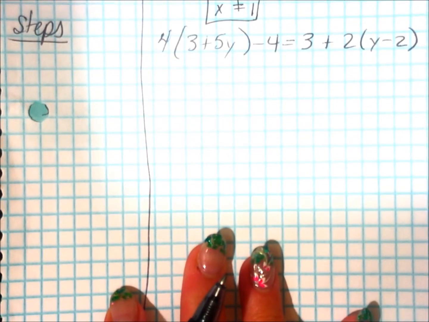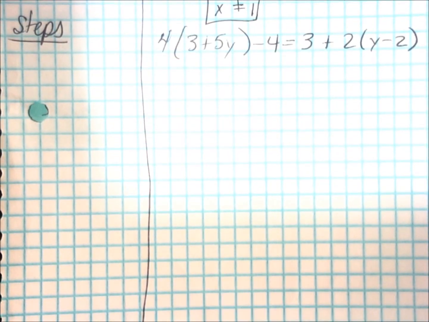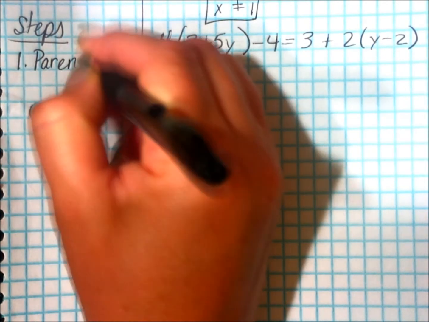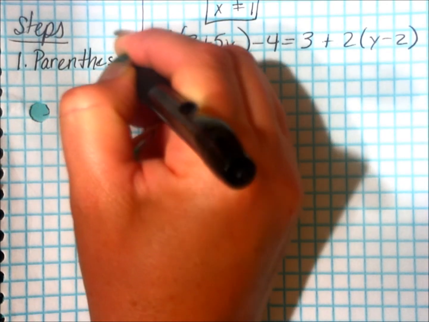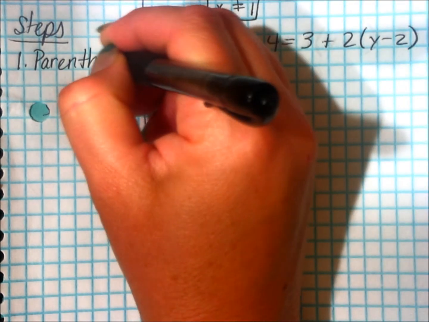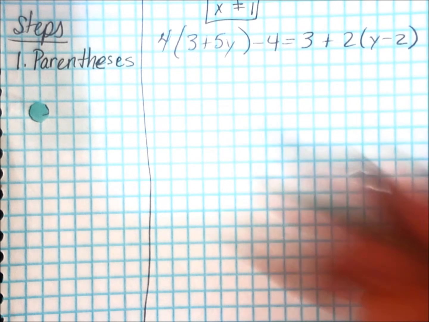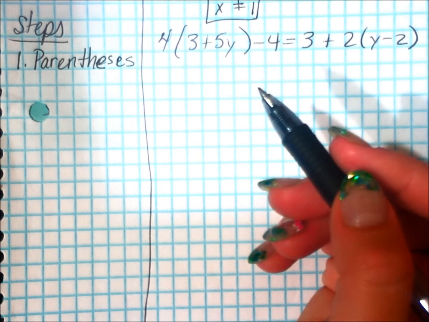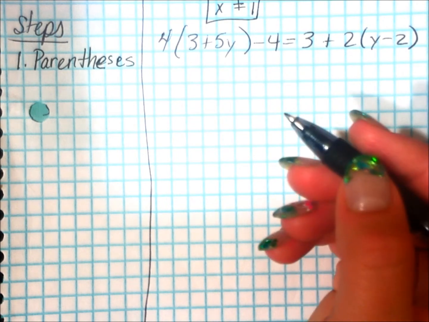So now let's talk about the steps when we get into a little bit more involved problems. All right. Just like in solving order of operations problems, we always want to get rid of our parentheses first. In order to get rid of my parentheses, I'm going to need to distribute.